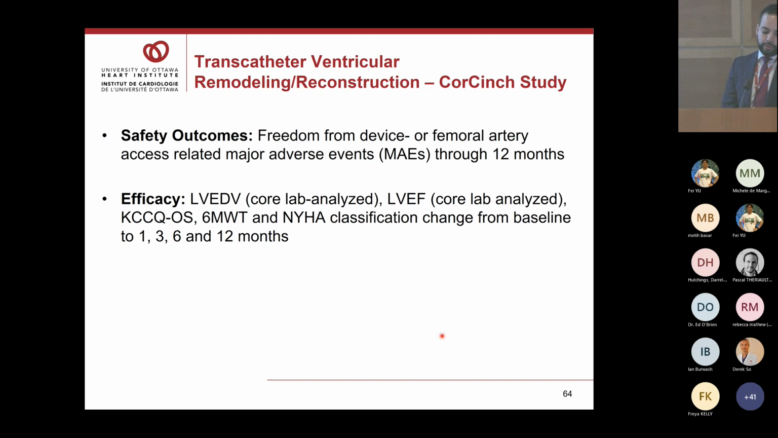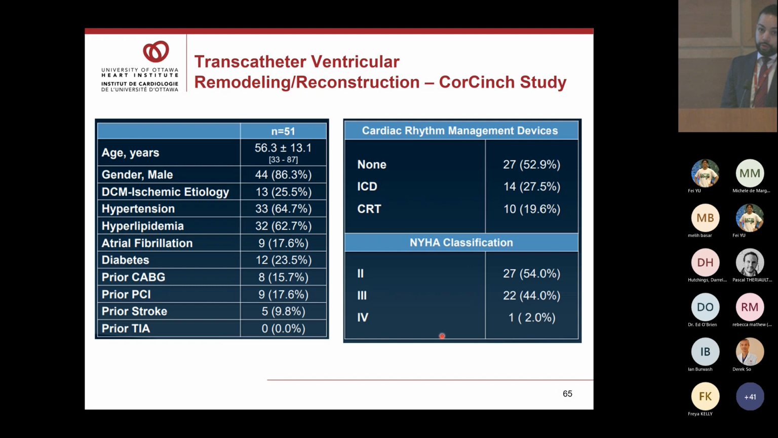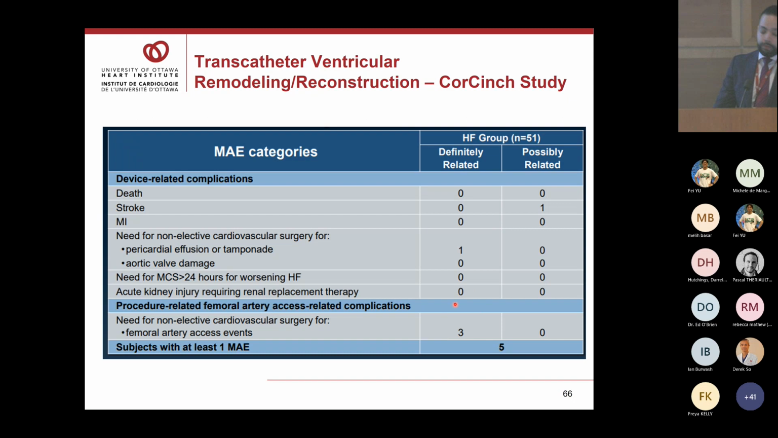What they were able to show in the study, the 4-cinch study, predominantly is that this is safe. Of the 51 patients, only 5 had major adverse events. 3 were femoral access site complications associated with large bore access, and only 1 patient had a pericardial effusion or tamponade. So impressive, but again, a selected population in a single arm study.